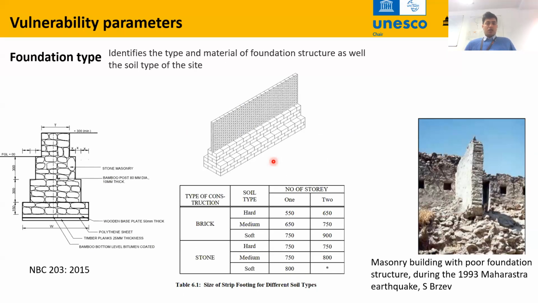The foundation usually in masonry buildings is strip type foundation, stepped foundation like this, made of stone masonry or brickwork. And the foundation structure response is also affected by the soil type of the site and the depth of the foundations as well. And here you can see a photograph from the earthquake in India. The building suffered damage, and we can see the foundation is too shallow.